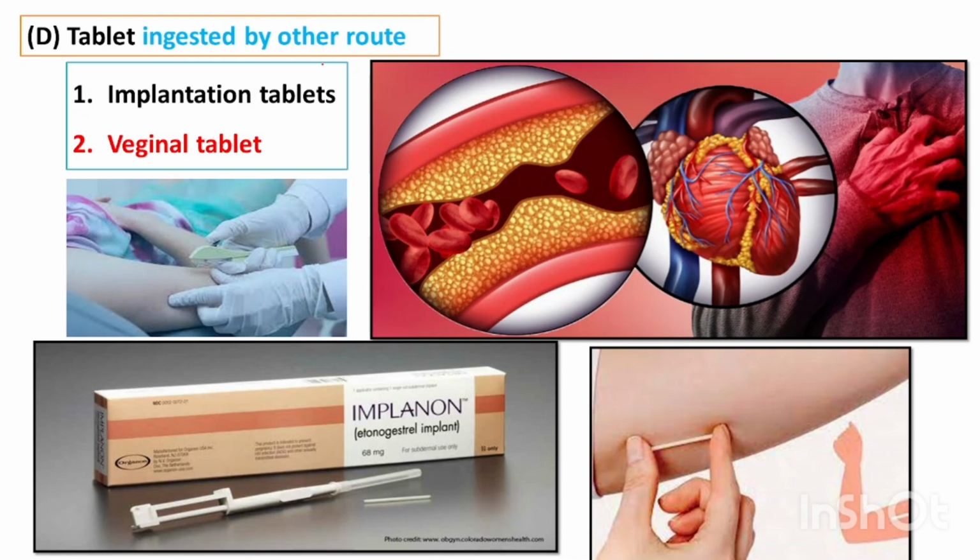The tablets ingested by other routes are implantation tablets and also vaginal tablets. Implantation means mostly the steroids, right? These are the implants. We can make a minor cut in our skin, subcutaneously, and insert the implant. Also the vaginal tablets, most of which are suppositories, come under the vaginal tablets, which will release the drug by the action of temperature in the vaginal place. It will release it, mostly for bacterial infection.